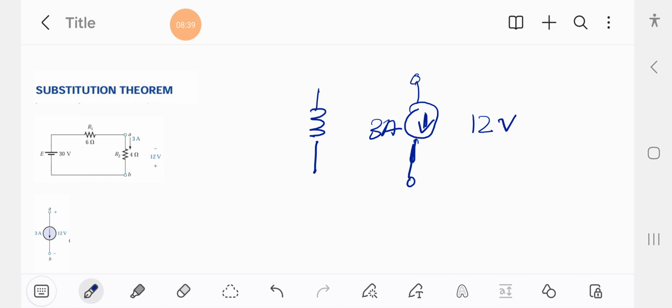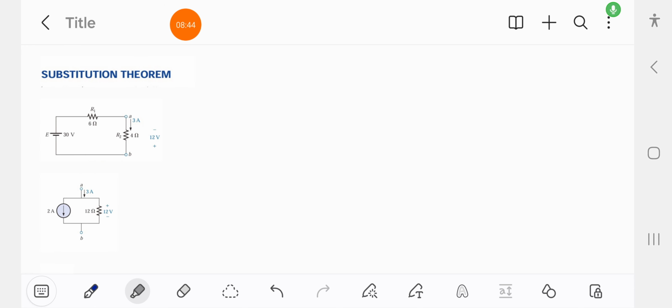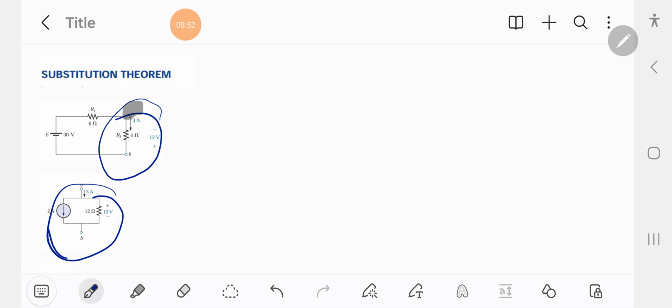And we can replace this branch by some other combination, like this. Now if this branch is replaced by this one, the characteristic of the original circuit remains the same. So the substitution theorem tells us that this branch can be replaced by any combination.